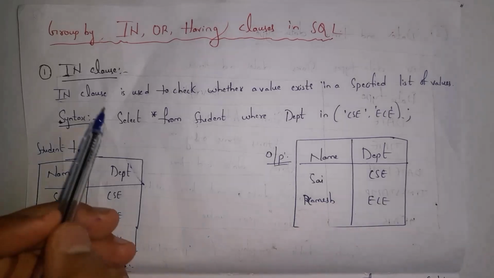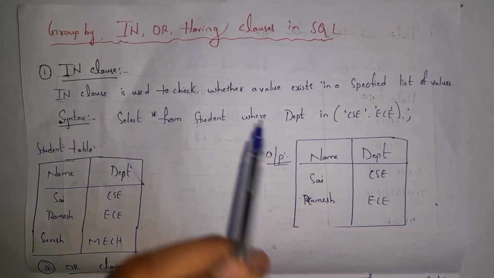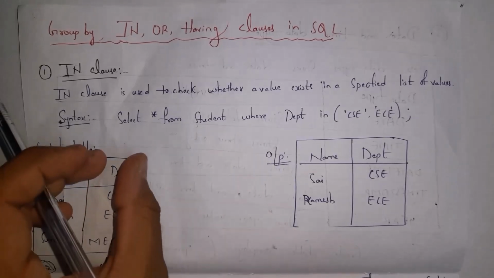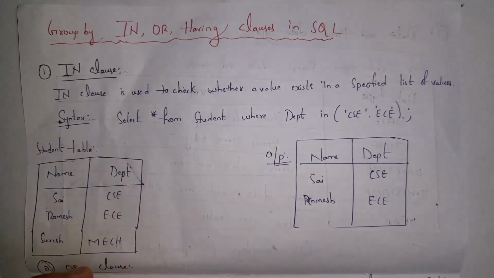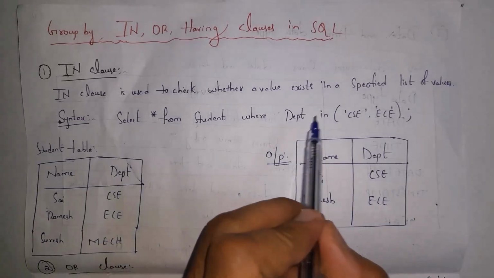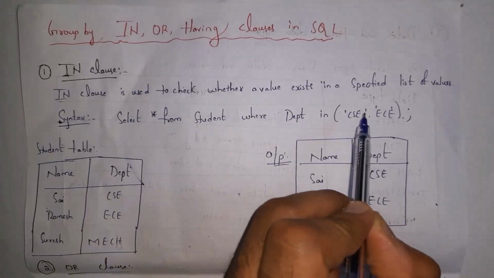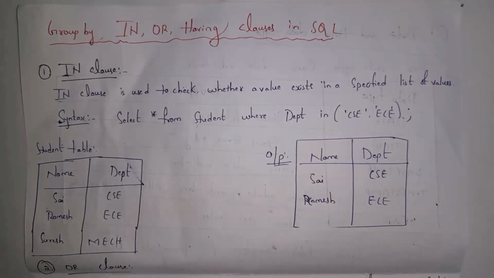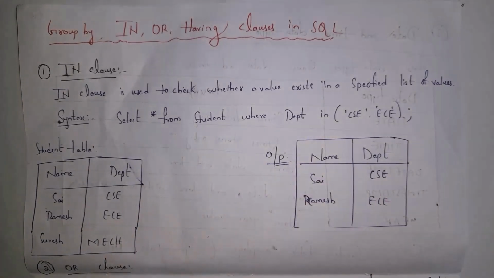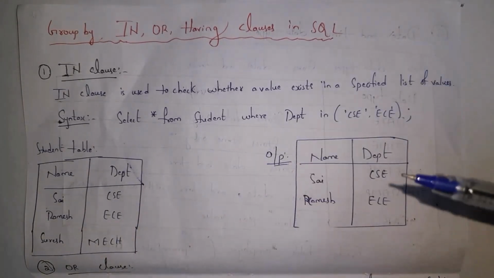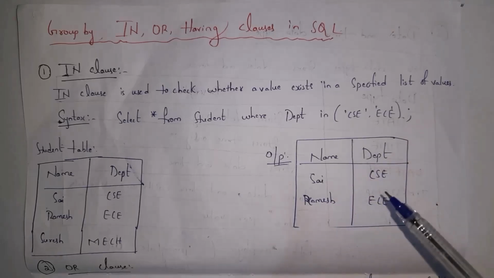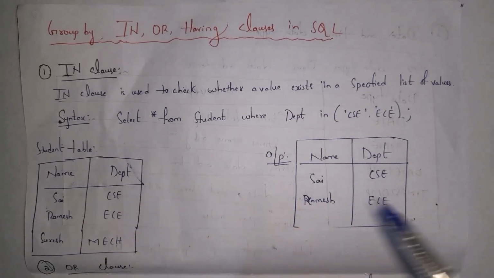So I'll write select star from table name, that is student, where department, which is column name. In this department column, I want to check whether CSC and ECE records are present or not. So column name department in open bracket, include CSC in quotations, comma, ECE in quotations, close bracket and give semicolon. Whenever I execute this query, I'll get output, that is name Sai, department CSC, as CSC is present, and next name Ramesh, department ECE. Here star represents all columns, so I'll get all columns as output.